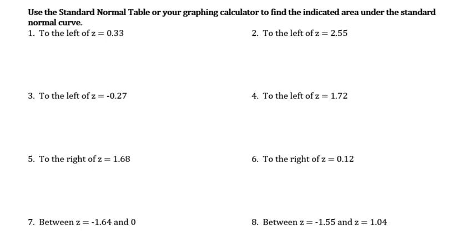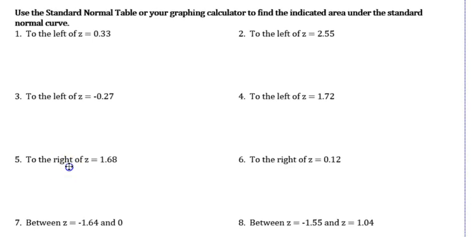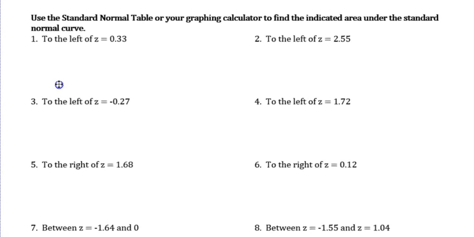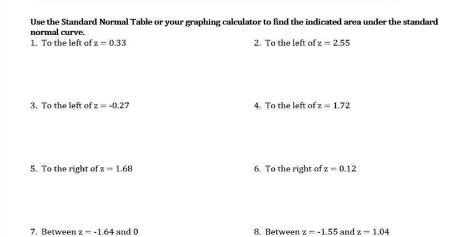Make sure you're paying attention whether it's a positive z-score or negative z-score side. So, to the left of z. First off, I'm going to go through and look at any of the ones that say to the right, because that's going to remind me that this is going to be a 1 minus. All the rest of these first four are to the left.